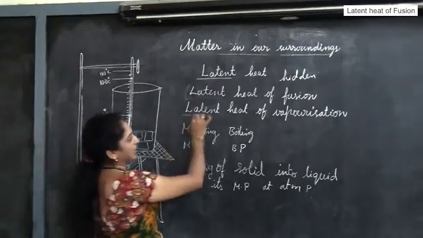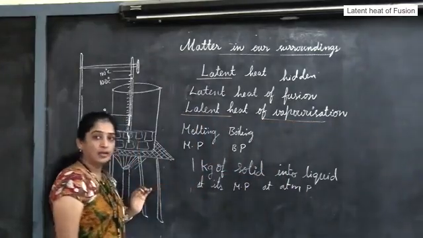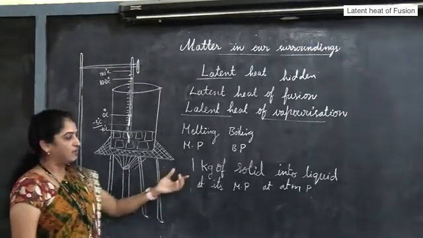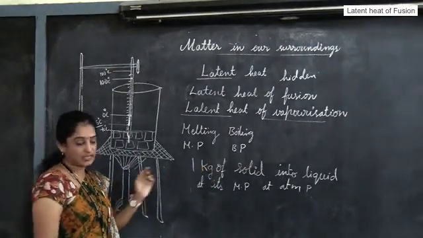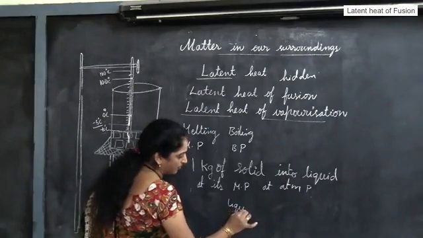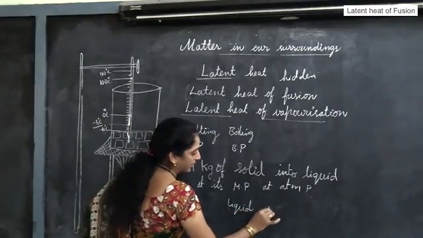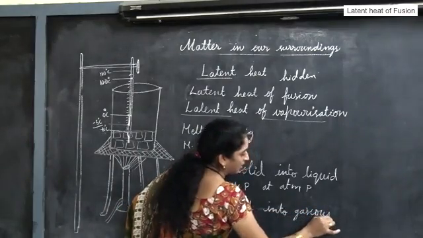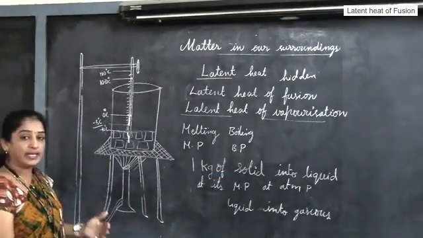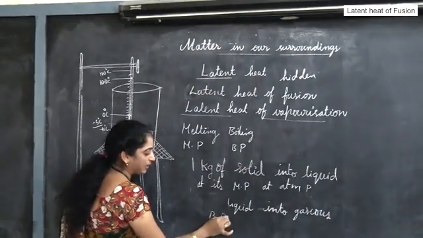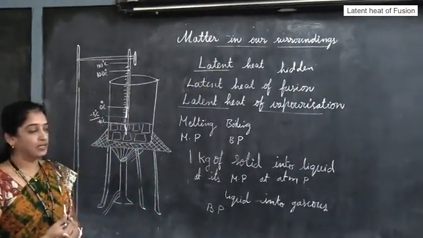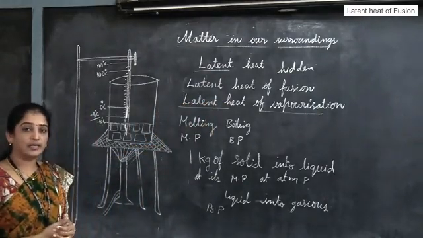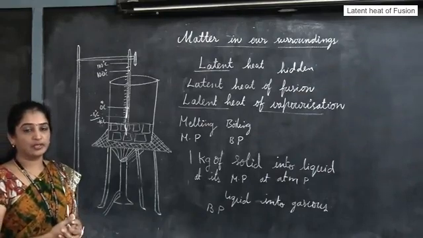Then what is meant by latent heat of vaporization? The amount of heat energy required to convert 1 kg of liquid state to gaseous state at its boiling point and at atmospheric pressure is called latent heat of vaporization. Latent heat of vaporization. I think you have understood.